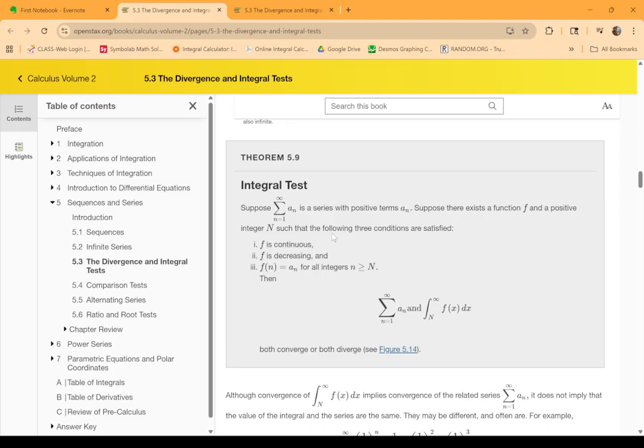So in application, this is how we apply the integral test. We'll set up an improper integral going from n to infinity, and then from there, we'll evaluate. If the improper integral converges, so does the infinite series. If the improper integral diverges, so does the infinite series. So it's straightforward: it all comes down to making sure those three conditions hold and evaluating an improper integral. The convergence or divergence of the improper integral is also the convergence or divergence of the infinite series.